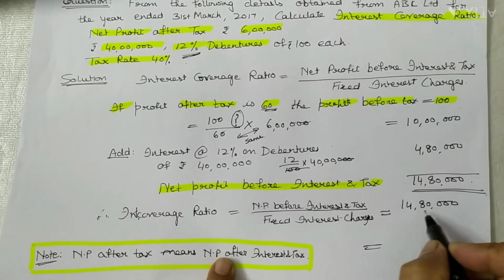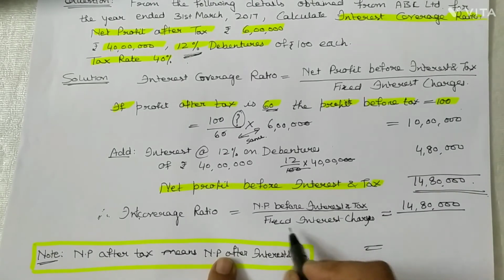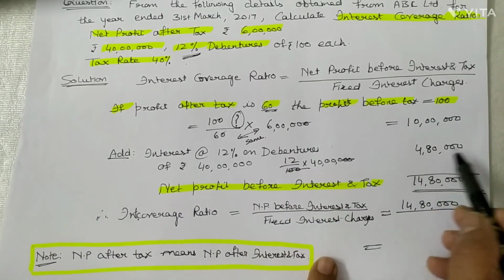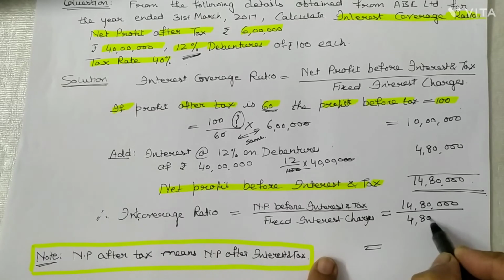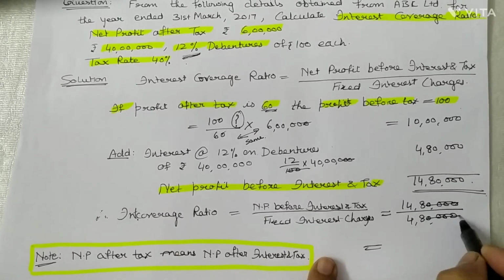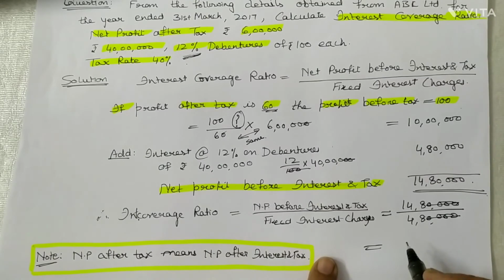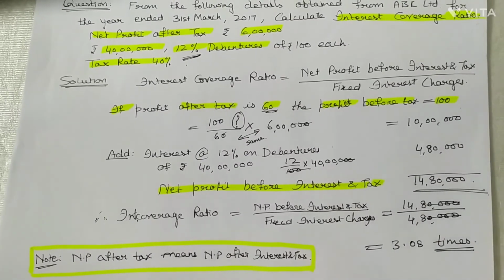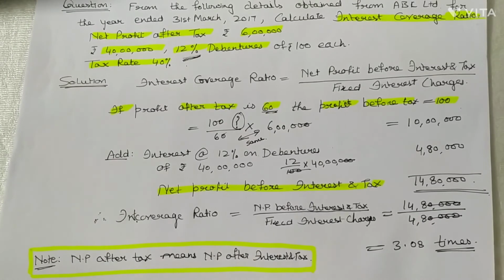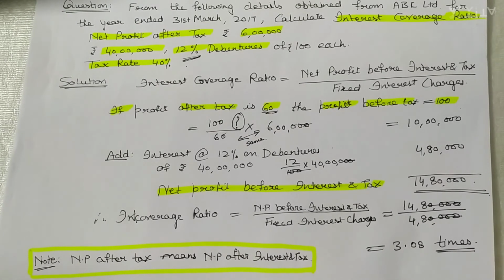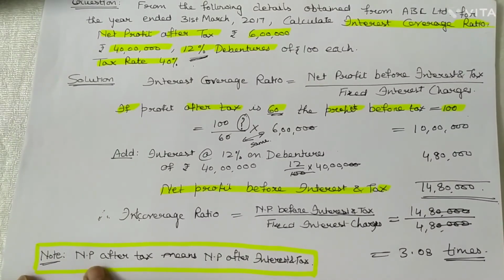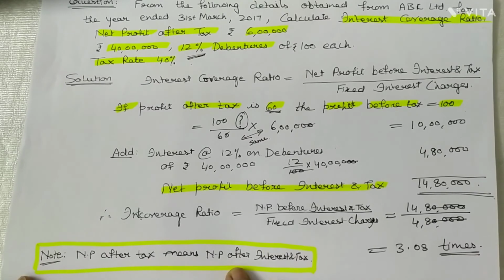Divided by fixed interest charges, which are interest on debentures. Interest on debentures is 4 lakh 80,000. So you have to put it here. It is equal to 3.08 times. This ratio is always calculated in times. If it is 6 to 7, then it is treated as good for the company. Remember one thing, net profit after tax means net profit after interest and tax.